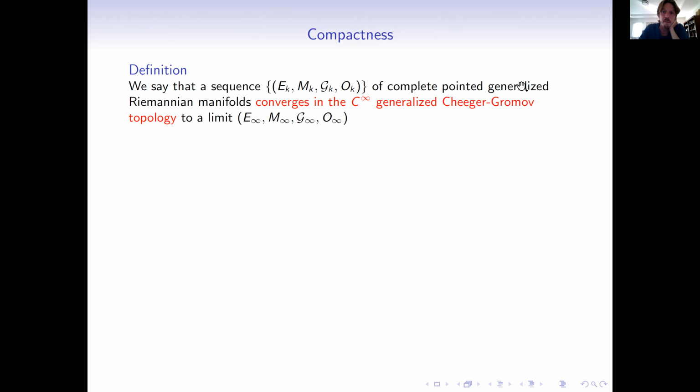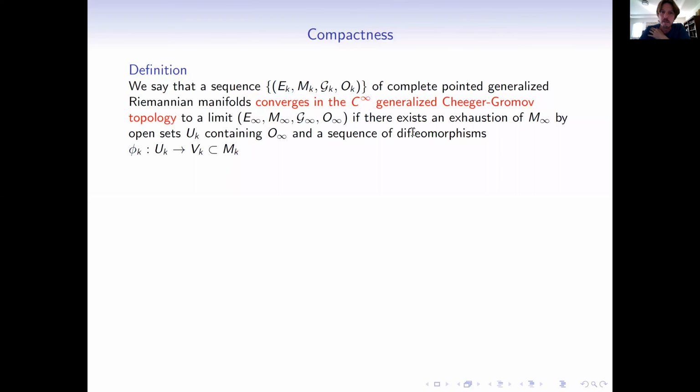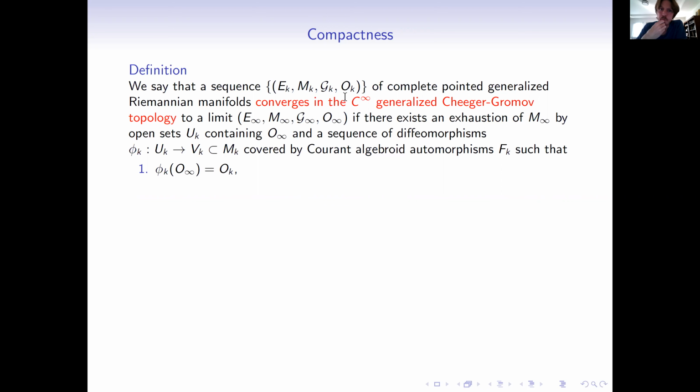We say that a sequence of complete pointed generalized Riemannian manifolds converges in this C infinity generalized Cheeger-Gromov topology to some limit if the following holds. I need an exhaustion of the limit M infinity by open sets U_k, which each contain this O infinity, and some sequence of diffeomorphisms from U_k to a set V_k inside M_k, each covered by some Courant algebroid automorphism F_k, such that we have the following conditions. First, phi_k is identifying these origins. O is for origin. They're pointed solutions, you're fixing a point, and we require that this map identifies the origins.